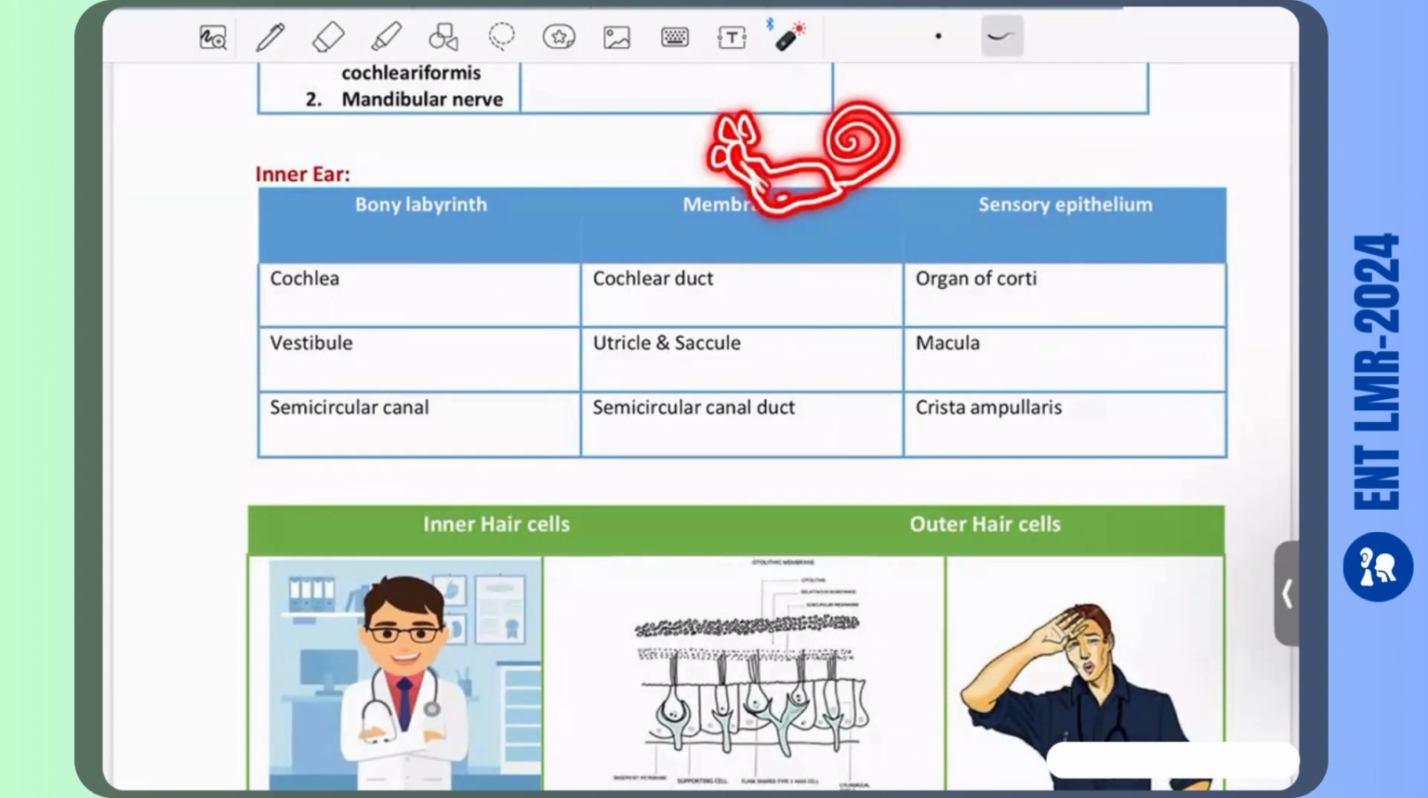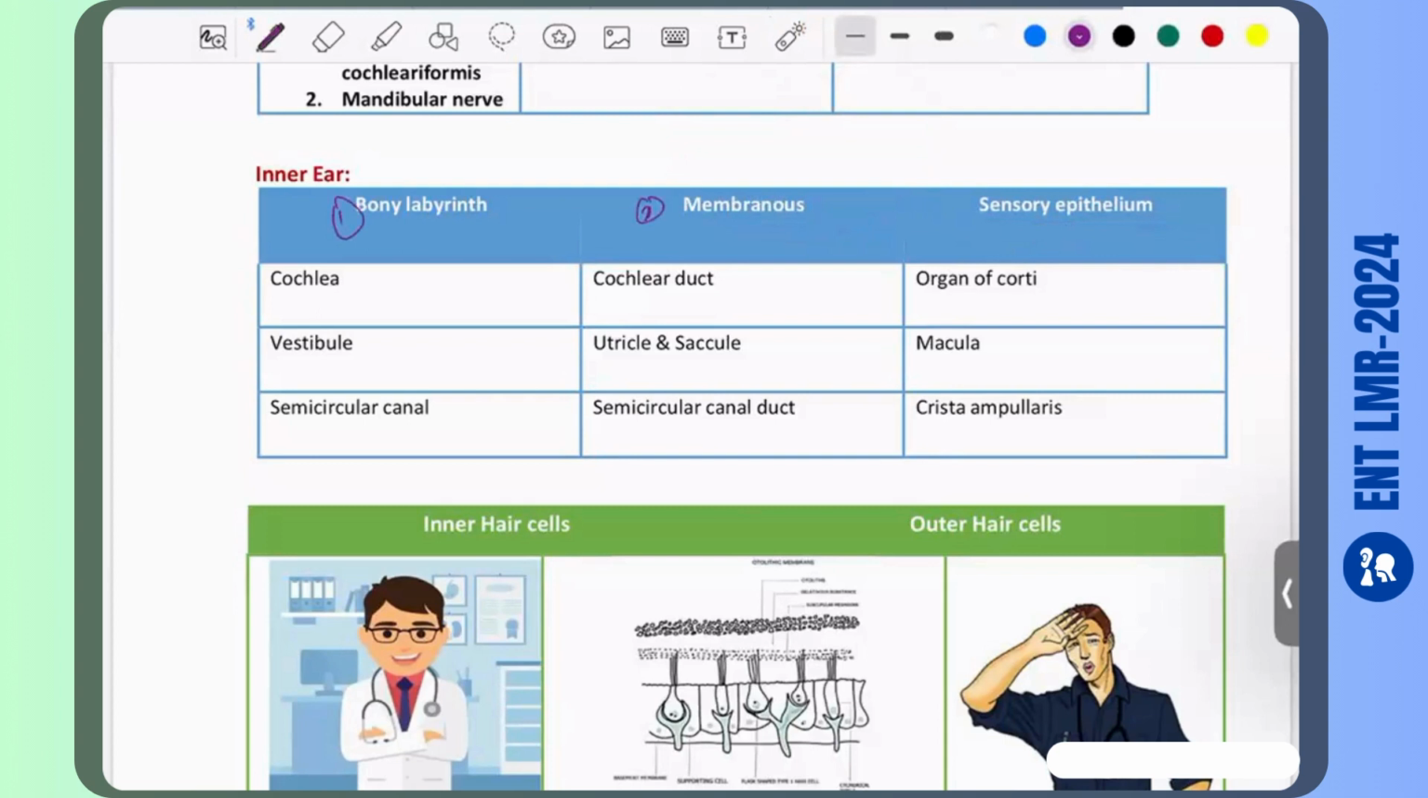Within the bony labyrinth, you will have a membranous labyrinth. Within the membranous labyrinth, you will have a sensory epithelium. So 3 compartments. Outside is the bony labyrinth, like the shell of the snail. Inside will be structures. The outside compartment is the bony labyrinth, the middle compartment is the membranous labyrinth, and inside there will be sensory epithelium. So you divide the inner ear into three compartments: bony labyrinth, membranous labyrinth, and sensory epithelium.